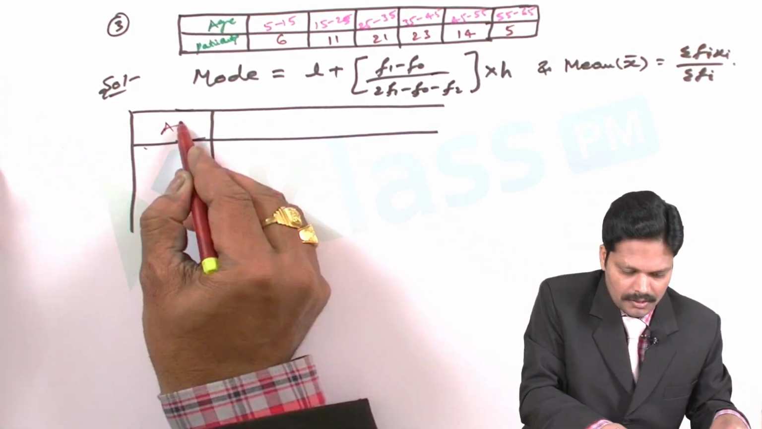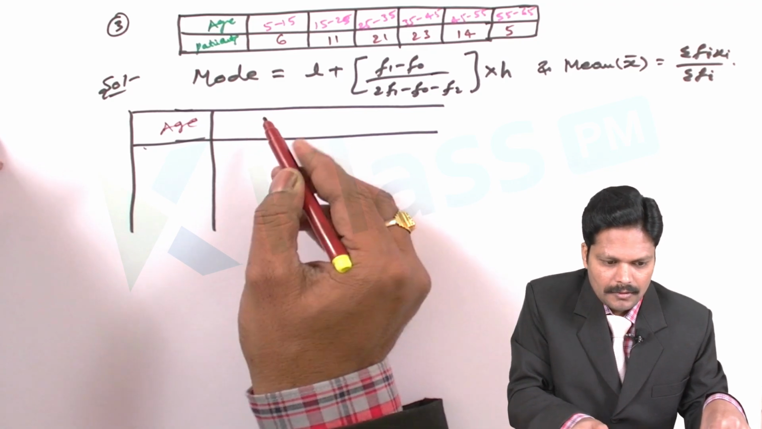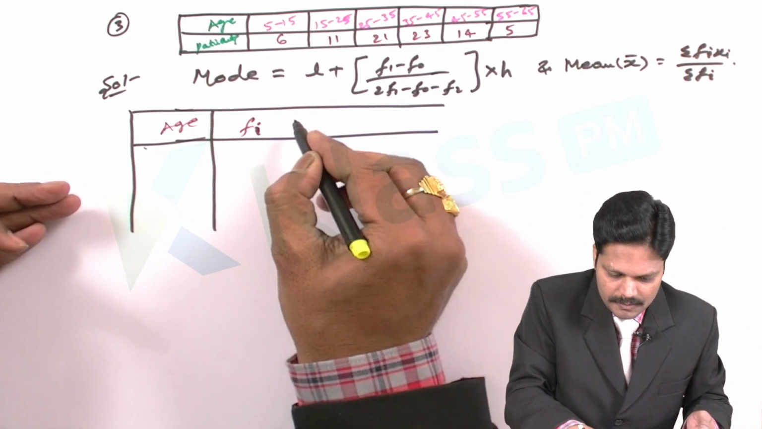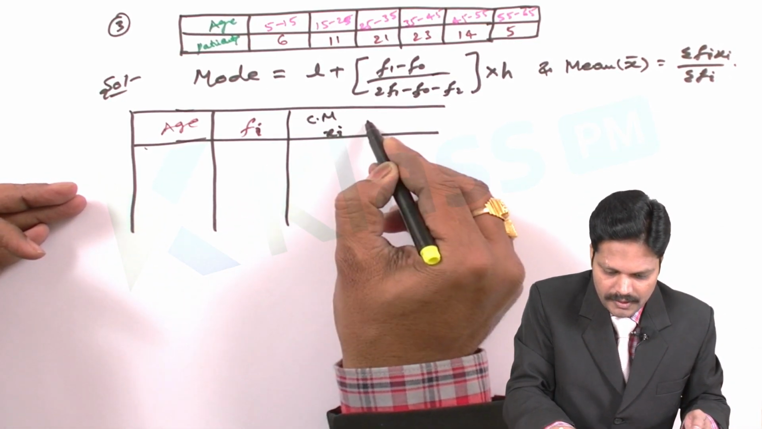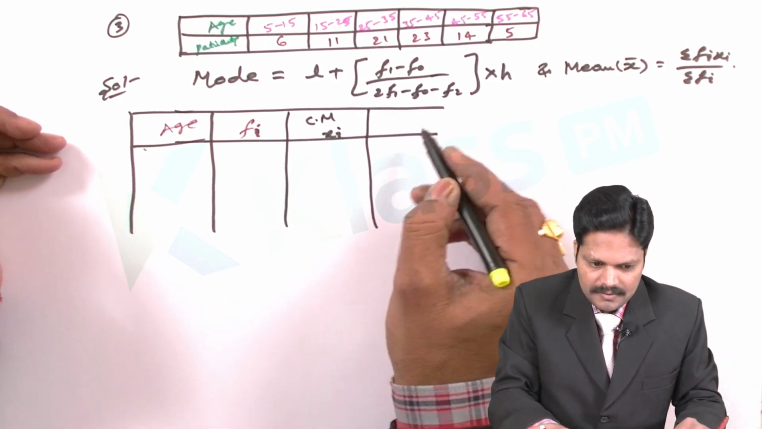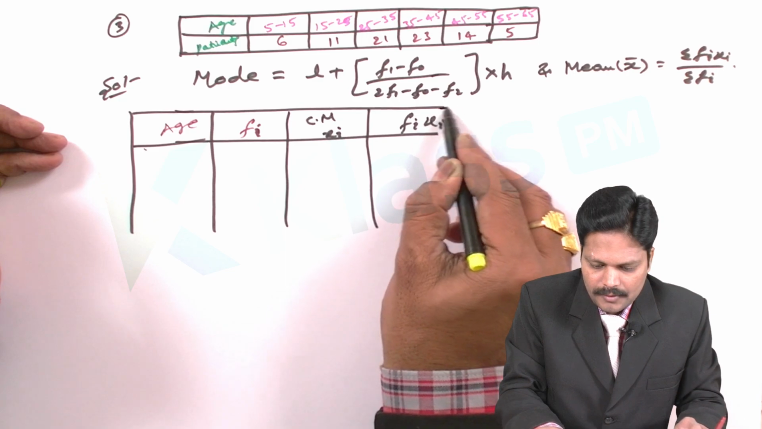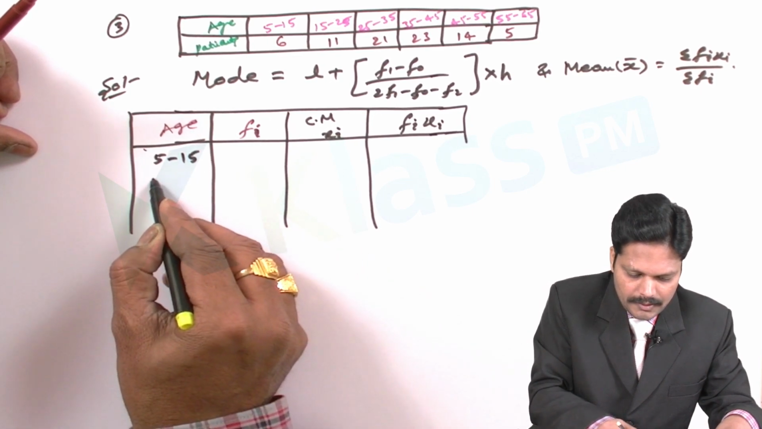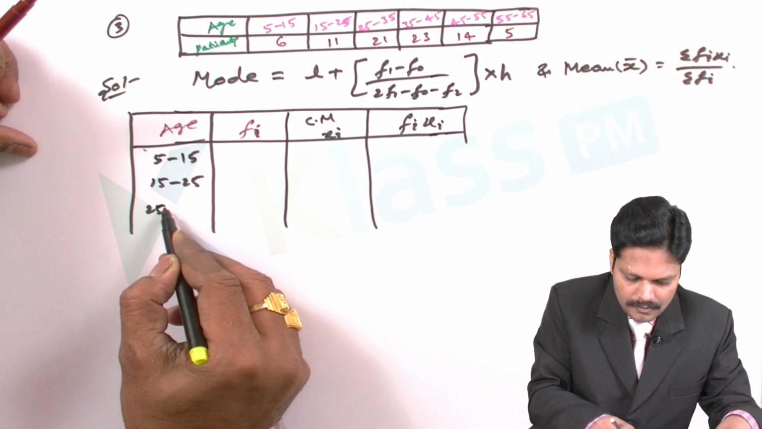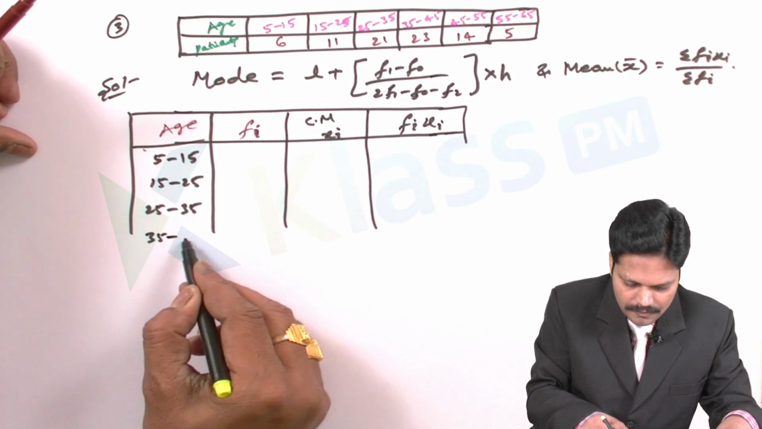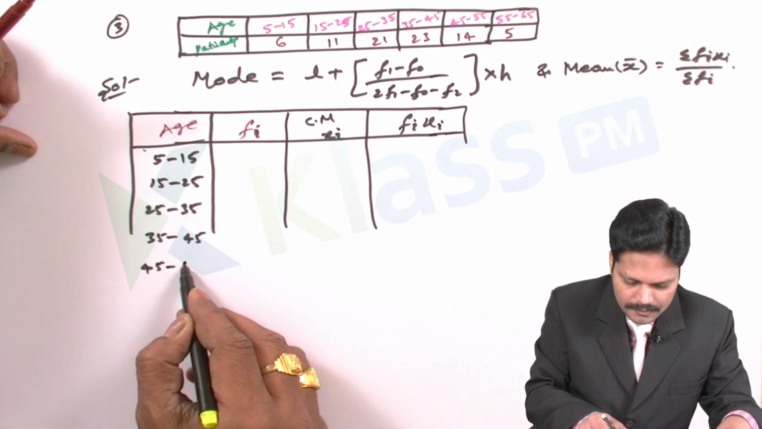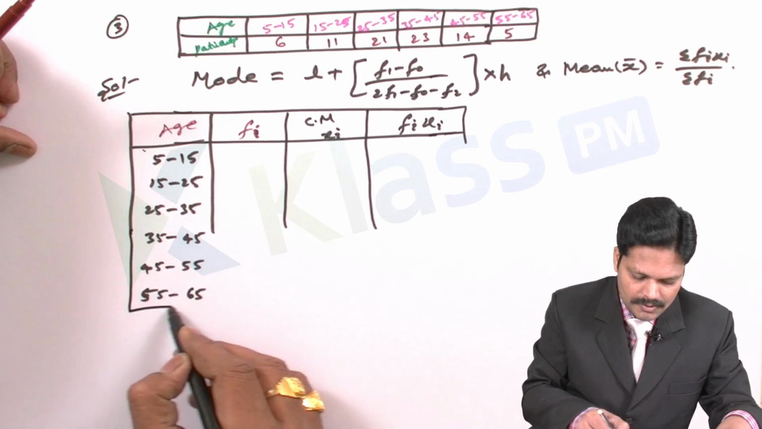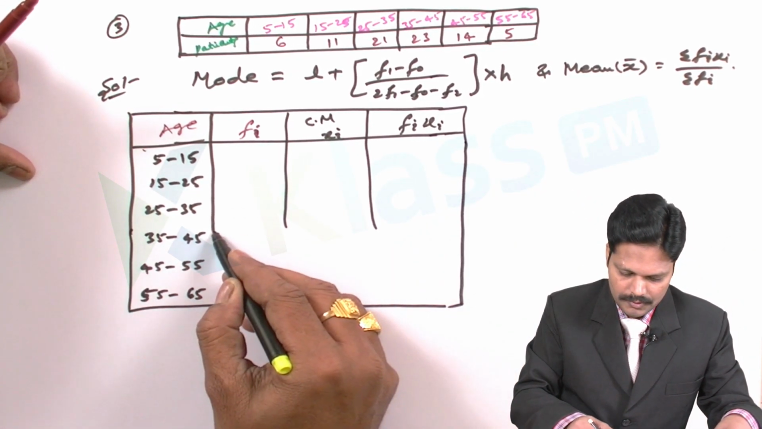So I'm taking here ages as class intervals and patients as frequencies, and we need to get the class marks also, which is nothing but the exercise we are having, and after that we need to find the fi xi product. So I'm writing the data: age group 5 to 15, 15 to 25, 25 to 35, 35 to 45, 45 to 55 and 55 to 65.